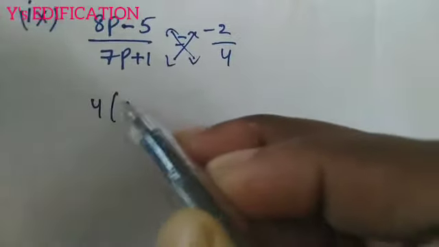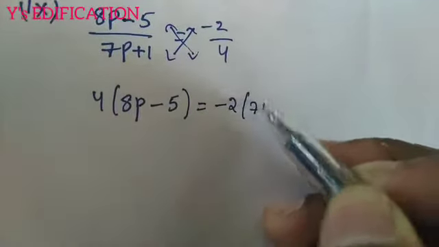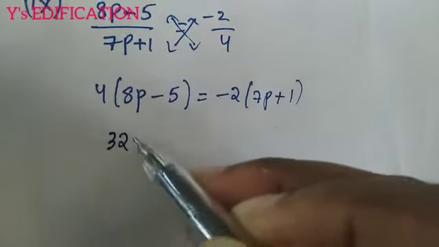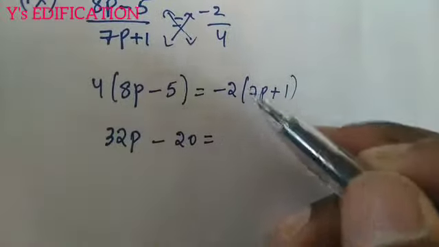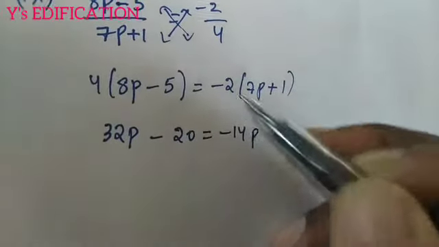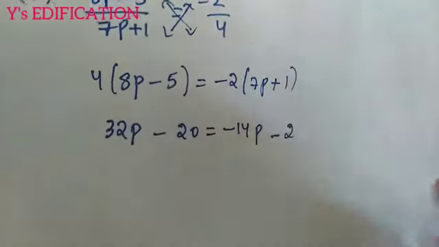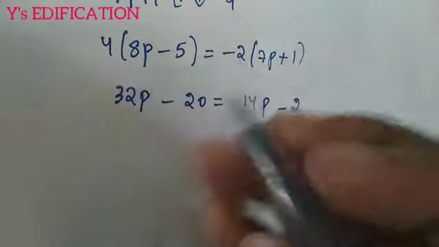4(8p − 5) = −2(7p + 1). So 4 into 8 is 32p, minus 4 into 5 is 20, is equal to −2 into 7 is −14p, plus (−)(−) into... −2 into 1 is −2. Okay. So writing all the variables on one side and numericals on the other side.